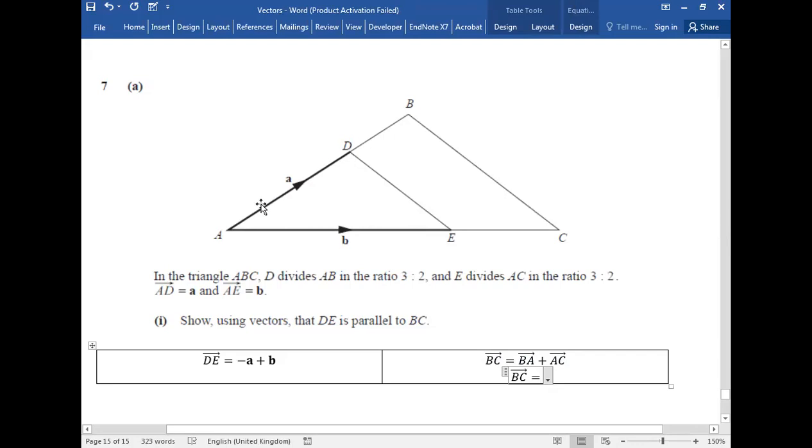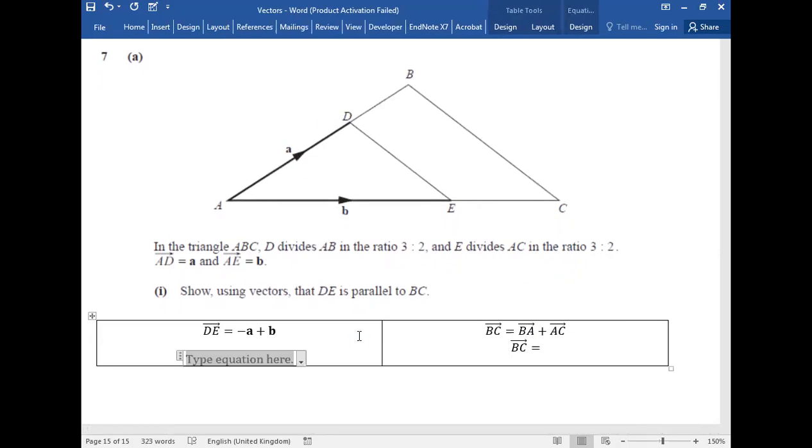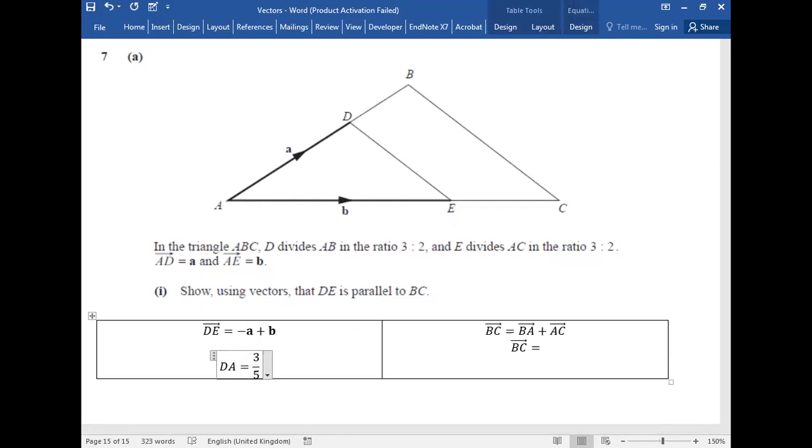That means if D divides AB in the ratio 3:2. If AD is 3, then DB is 2. Very good. पूरा 5 है. अच्छा, इसी चीज को देखते हुए understand this thing. पूरा 5 है ना? So you are saying that DA is 3/5 of BA.